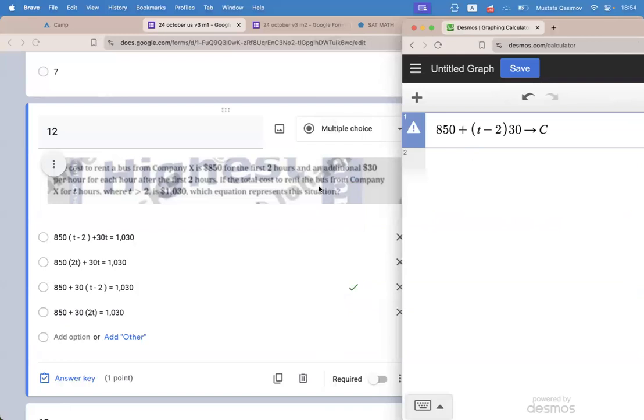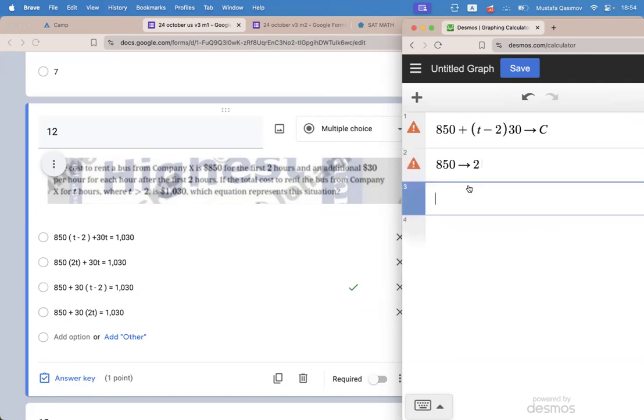You can find t from here. So it says 850 for the first 2 hours, right? And for 1030, the difference between them will be 180, and 180 over 30 will be 6. So it means that t must be equal to 8, and it is correct only for C.